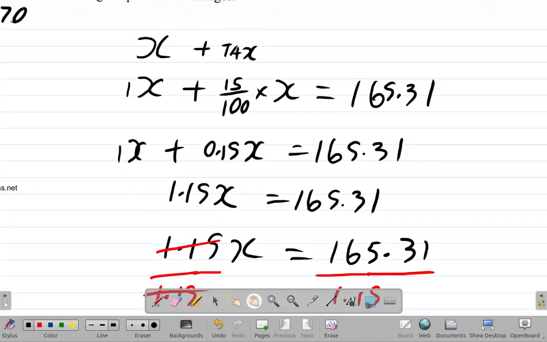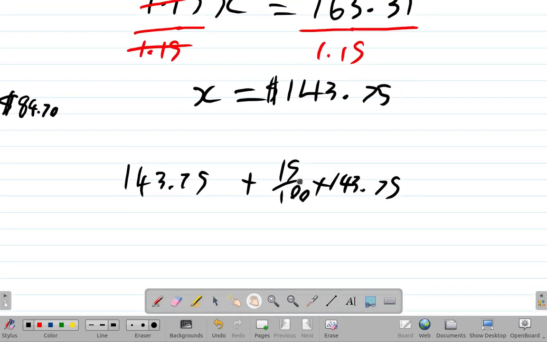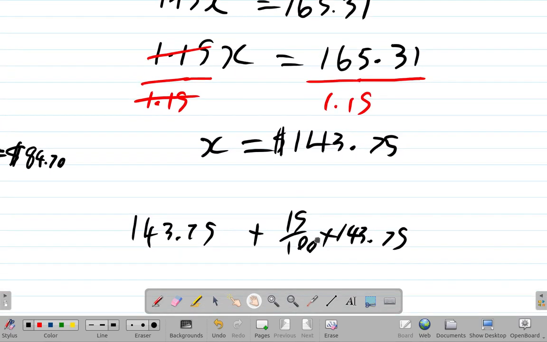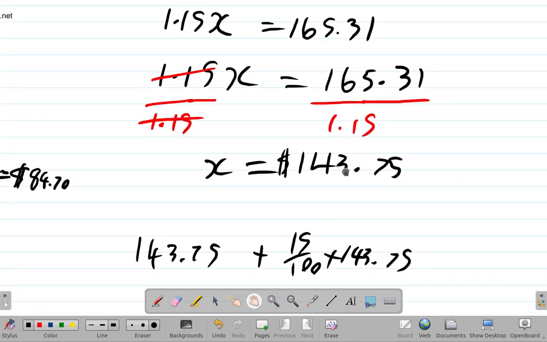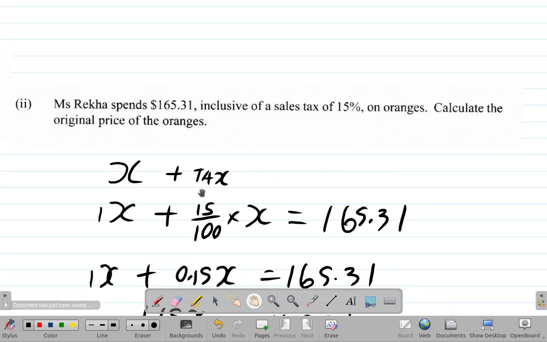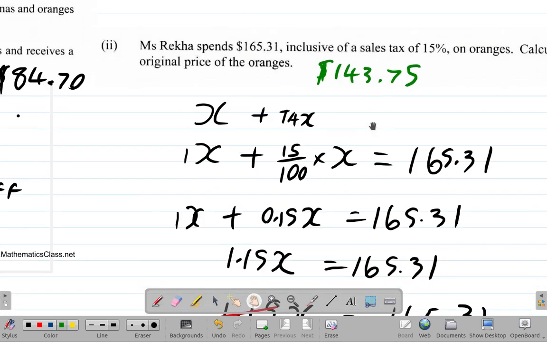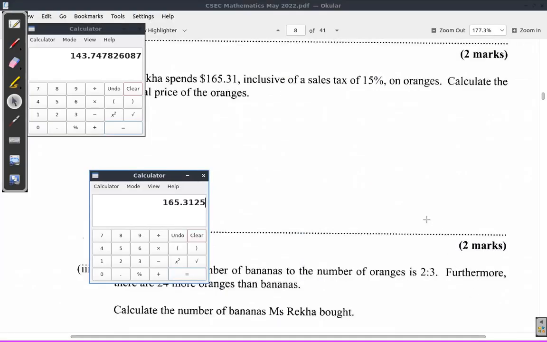Alright? You get it? So that is the money that Mrs. Rebecca spent, $143.75. Let's write it down up here. So we have $143.75. Was it that? 143.75? Yeah. 143.75. Alright.